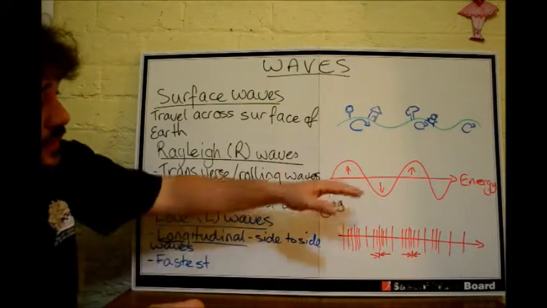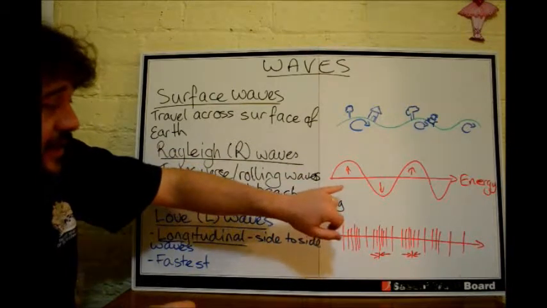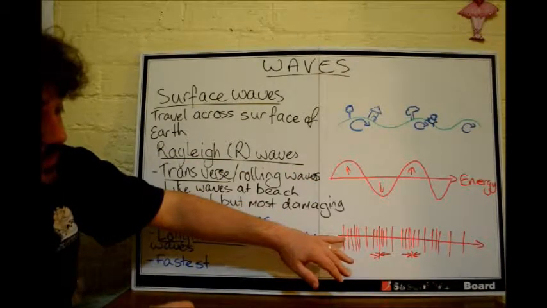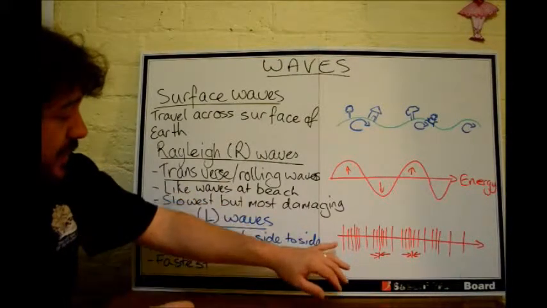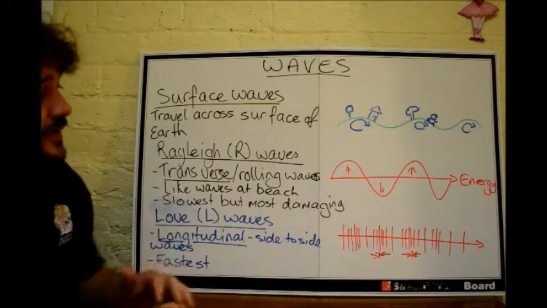So Rayleigh waves, or rolling waves, are your transverse waves, and here you have your Love waves, which are also longitudinal waves, and they look like this. Alright.